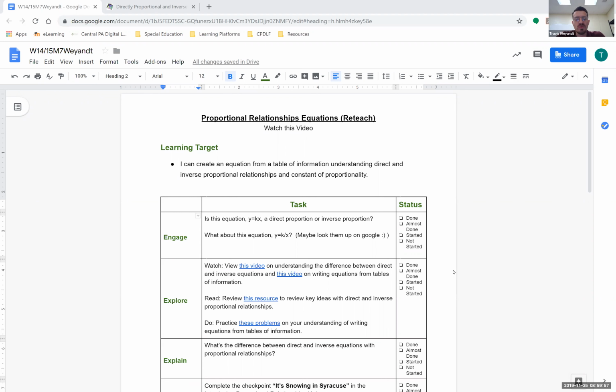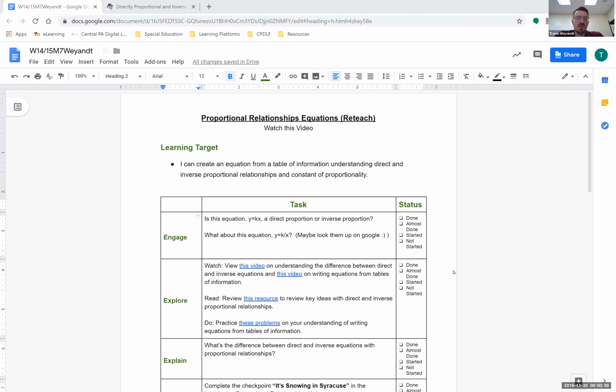The learning target really doesn't change. How I approach it is going to change. So: I can create an equation from a table of information, understanding direct and inverse proportional relationships and constant of proportionality. Now there's a lot of terminology in there, but most of you, if not all, have understood what a constant of proportionality is. It's that constant number of how do I get from the left of the table to the right of the table. Usually it involves the operation of multiplication, unless you're going right to left, the opposite direction, then use division, but it's the same number throughout. If it is not the same number, then we say it's not a proportional relationship, so we're not even dealing with that.